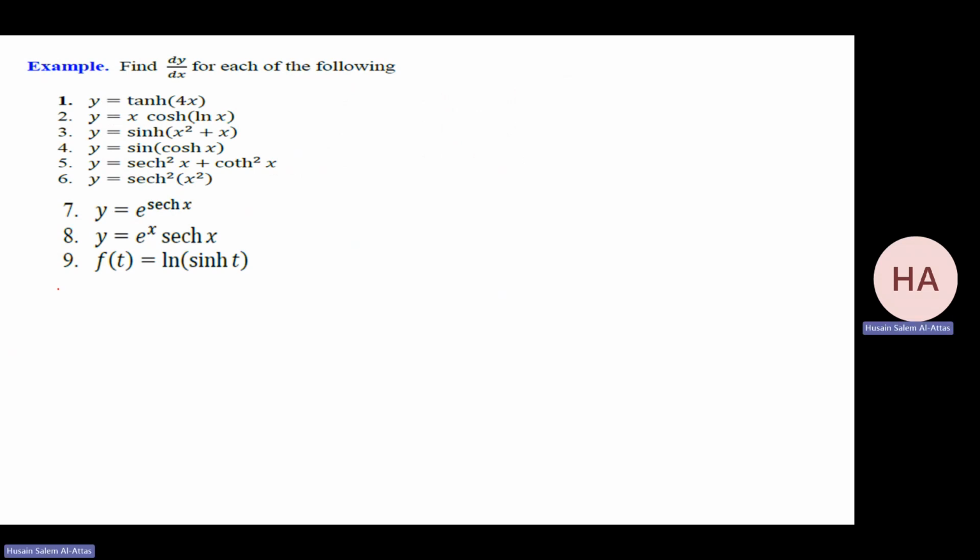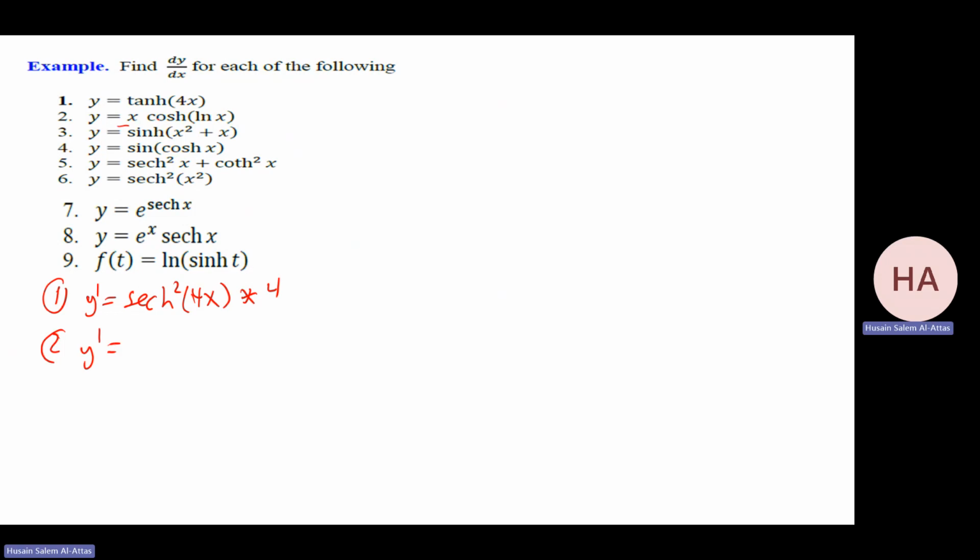Let me do it one by one. The first one, what will be y prime? It will be secant hyperbolic square of u times derivative of u. My u is 4x. That will be secant hyperbolic square of 4x, times derivative of 4x, which is 4.